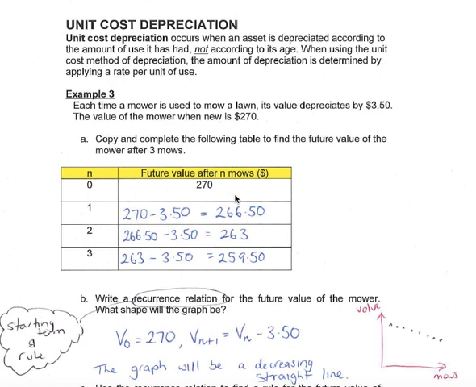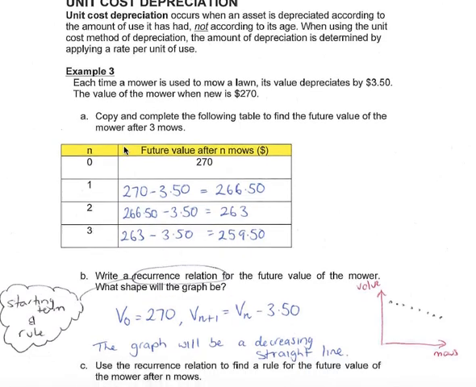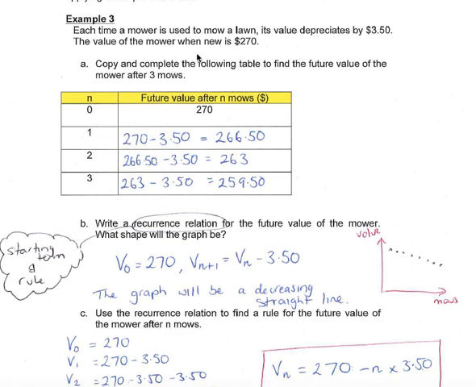So now we're going to look at unit cost depreciation. This doesn't happen based on the asset's age, it's usually because of the amount of use. So if you only use something for a small amount, you won't depreciate as much as using it a lot. Example 3 is talking about a mower used to mow a lawn.